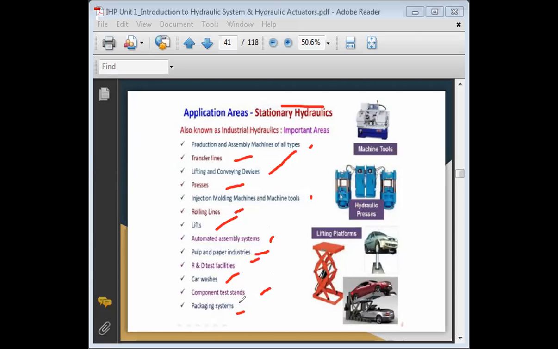Getting it? And you can see their pictorial views also in this slide. See, this is a machine tool. Then these are hydraulic presses. Then this is a lifting platform. You can see, these are available, and in those areas, fluid power or hydraulics is used. Getting it?